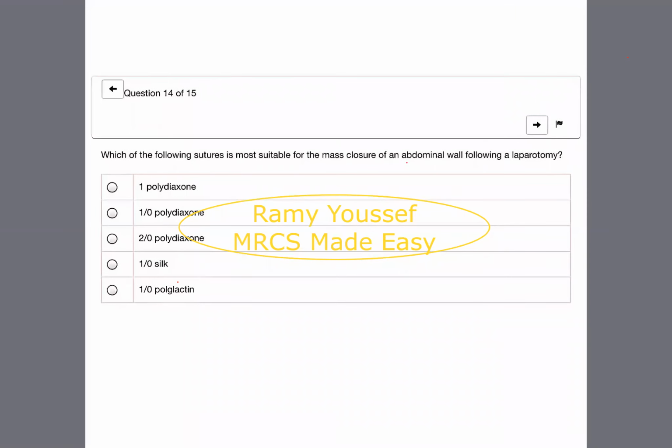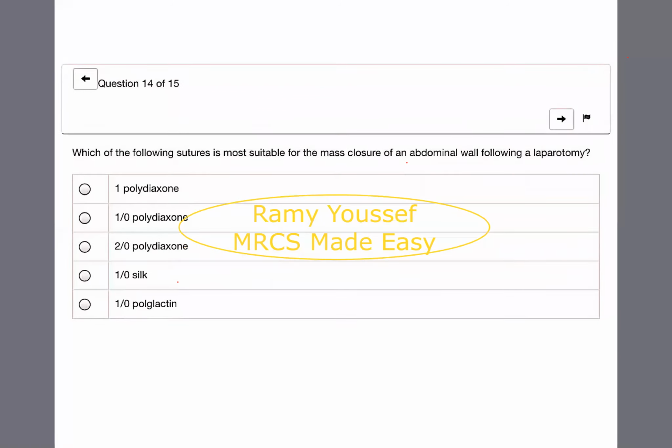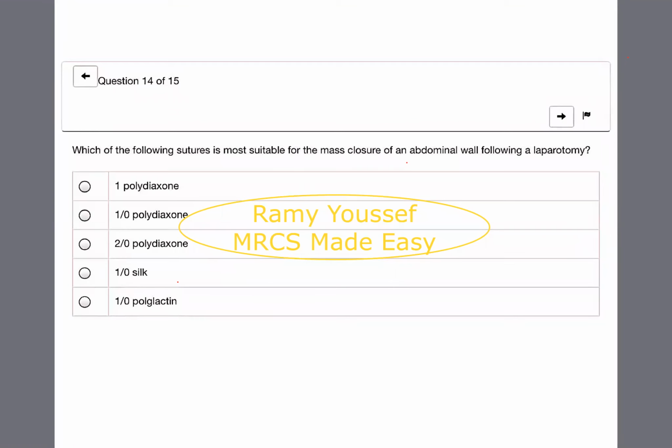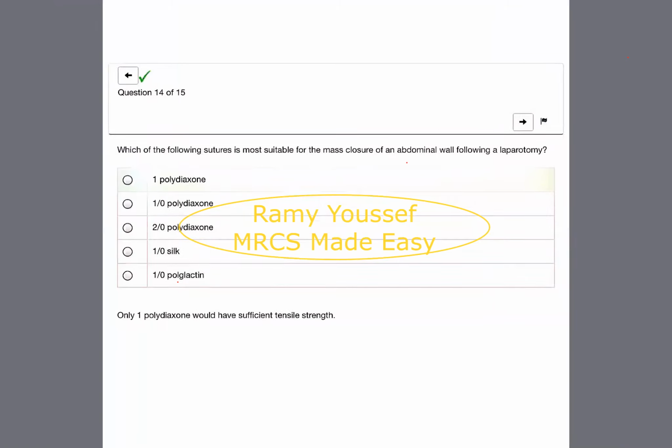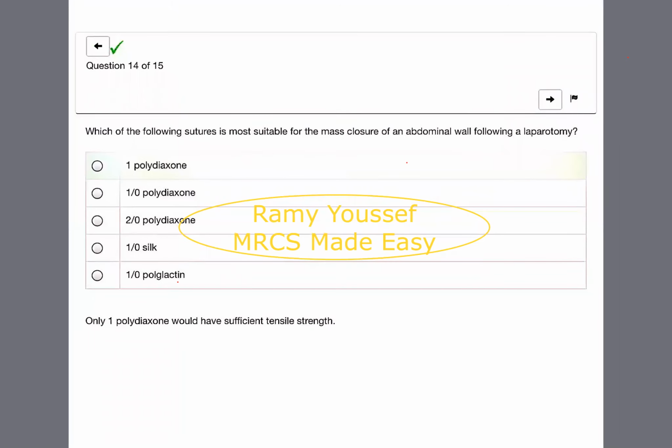Next question. Okay, Dr. Mumtaz. Which of the following sutures is most suitable for the mass closure of an abdominal wall following a laparotomy? 1 polydioxanone, 1-0 polydioxanone, 2-0 polydioxanone, 1-0 silk, 1-0 polyglactin. So it should be 1 polydioxanone, not 1-0 or 2-0. Yes, PDS. Polydioxanone 1.